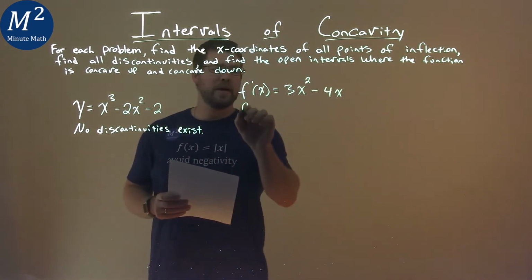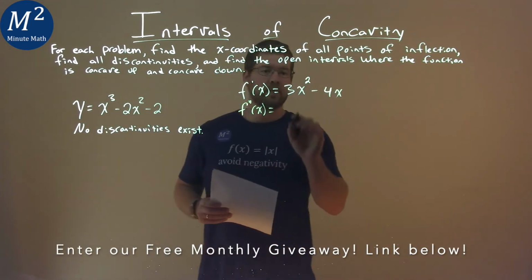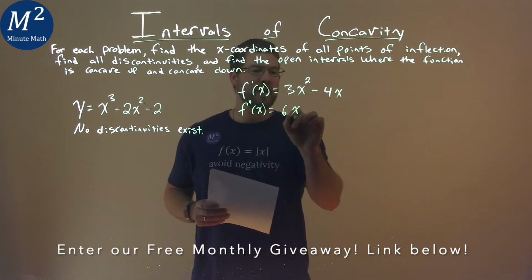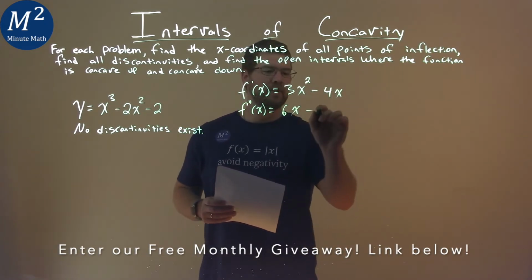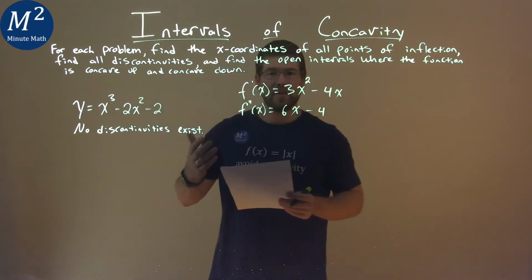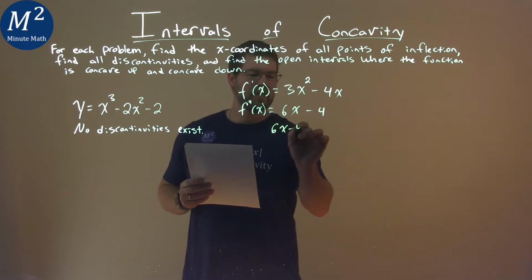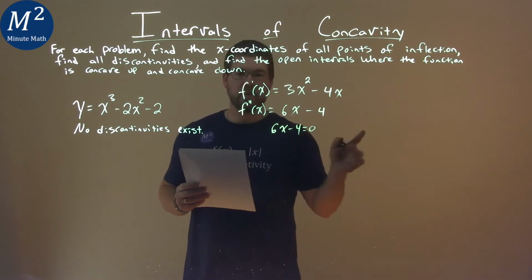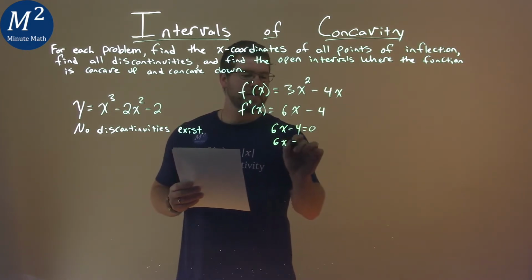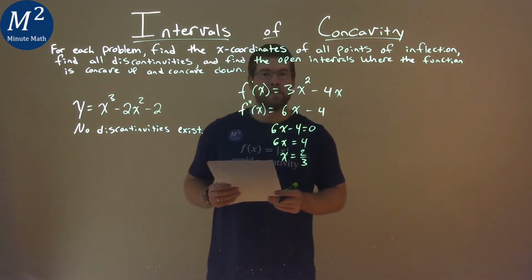From there I need to find my second derivative, f double prime of x. Power rule comes down, 3 times 2 is a 6, x to the first power minus just the 4. I now take my second derivative and I have to set it equal to 0. We have 6x minus 4 equals 0. Add a 4 to both sides. We have 6x equals 4. Divide both sides by 6, and x equals 2/3 when we simplify that.